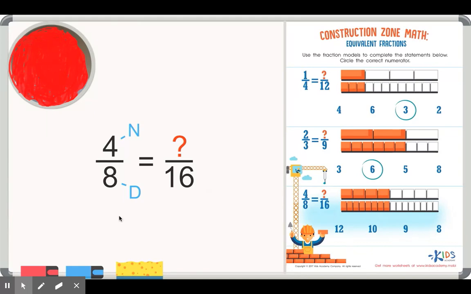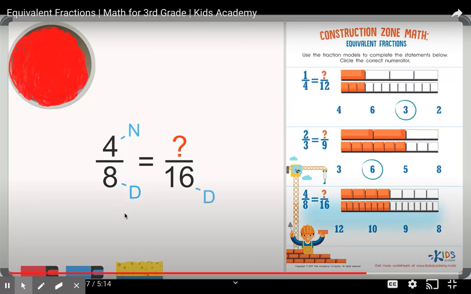In our second fraction, there are 16 pieces in total. But what's the numerator? Well, let's count the boxes to find out how many 16ths need to be shaded in to make it equivalent to 4/8. Well, there's 8 pieces shaded in, right? And if we look, it takes up the exact same amount of space as 4/8. And that means that 8/16 is the equivalent fraction, meaning that 8 is the correct numerator or top number.